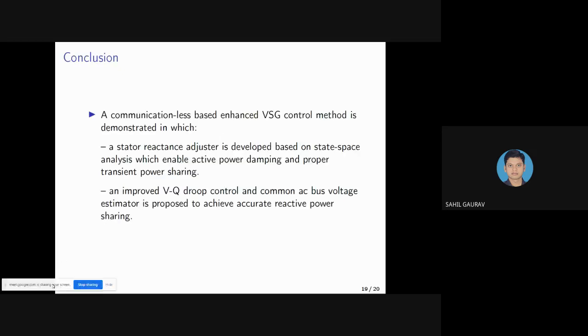So coming to the conclusion section. What we can conclude from our discussion in this lecture is that the author has developed a communication-less enhanced VSG control method, in which they have used a stator reactance adjuster based on state space analysis, which enables active power damping and proper transient power sharing. An improved VSG control and common AC bus voltage estimator is proposed to achieve accurate reactive power sharing. This is the conclusion from this lecture. That's all. Thank you.